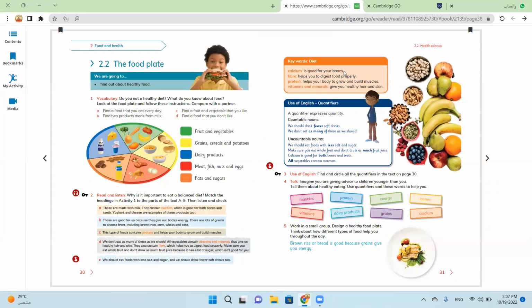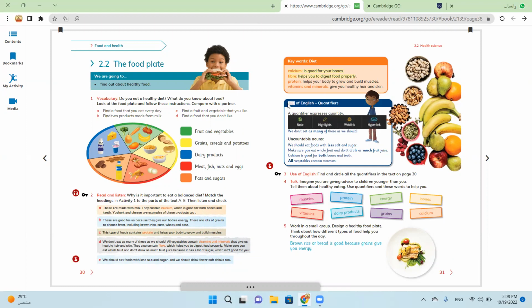Calcium is good for your bones. Calcium is important for your bones. Fiber that we can get from vegetables helps you digest food properly. Protein helps your body grow and build muscles. Vitamins and minerals give you healthy hair and skin. So if you want healthy hair and healthy skin, focus more on vitamins and minerals.